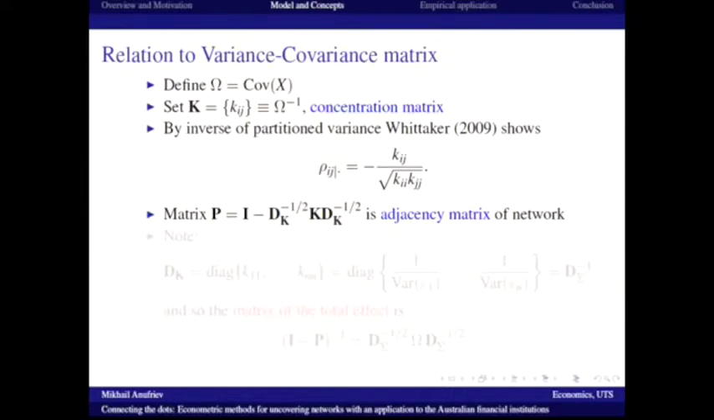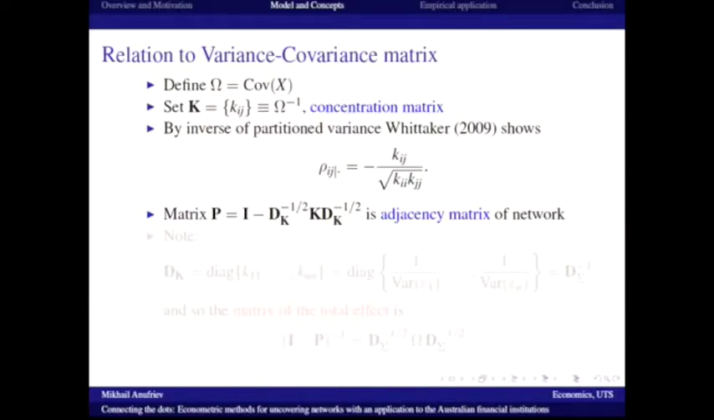So if omega is the variance-covariance matrix of x, call its inverse K, often called the concentration matrix. So this is the inverse of it. And from this formula using the elements of this K, it turns out that this ratio will be exactly the partial correlation, rho ij. And in matrix form, you can write exactly the same by this equation. Okay, so what happens is that you look at the non-diagonal elements of K, and you normalize them with the diagonal elements of K.